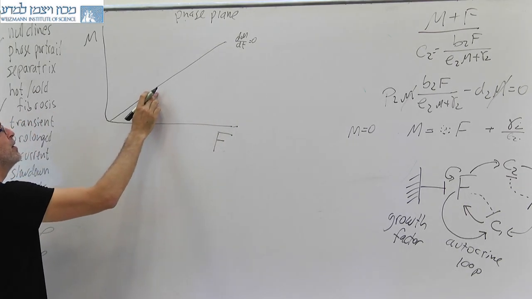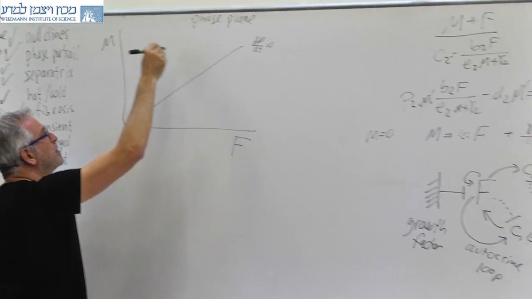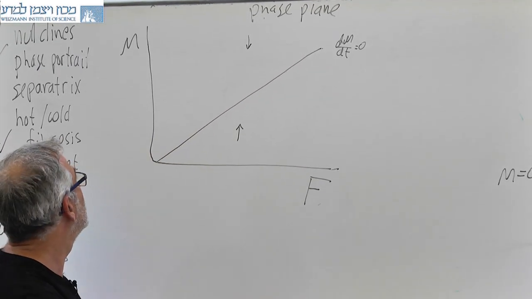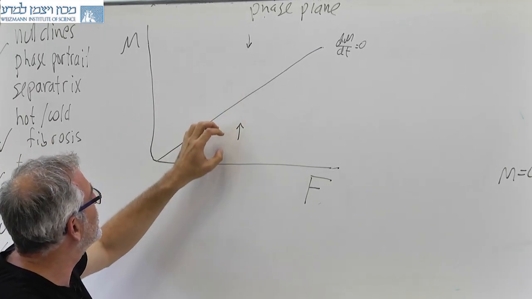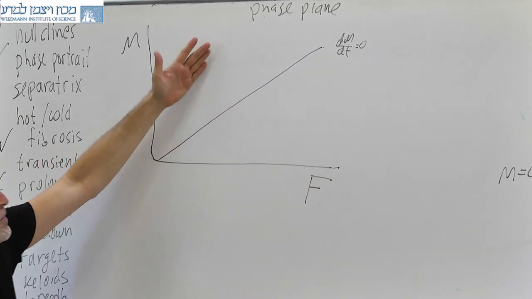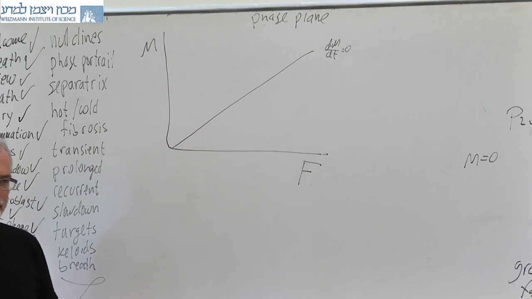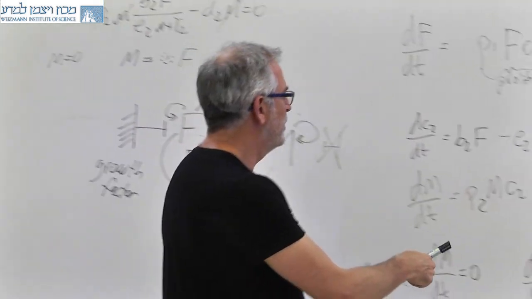On this line, M doesn't change. Above this line, M changes and actually flows down, and below the line it flows up, because if there's a lot of M, it eats up its own growth factor and goes down. If there's a little bit of M, it goes up. So this line divides the plane into regions where we know what M is doing. And now we can do the same for the other null cline, dF/dt equals 0.